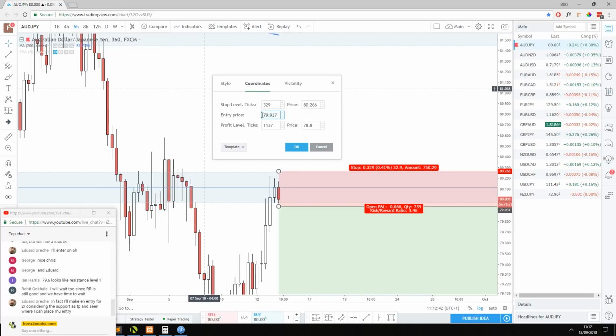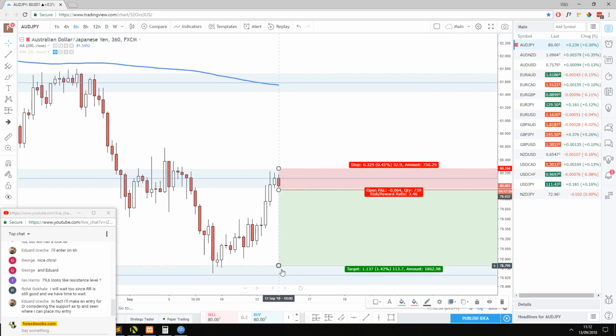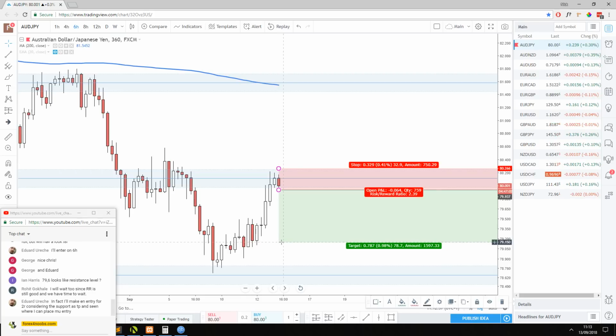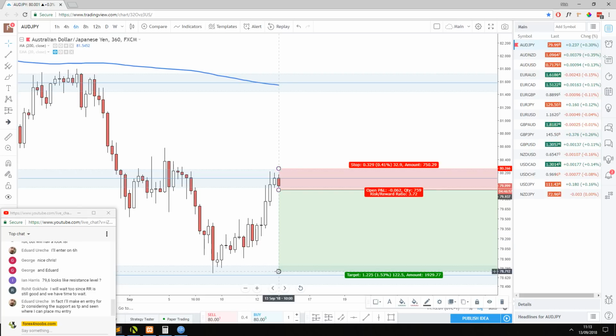But right now my planned entry is 79.93. Planned stop loss is around about 80.26. And the planned target, which is definitely open to changing, is around 78.80. But it's more likely than not, when I first enter the trade, that's going to move up a little bit. And then I'll extend it down if needed.